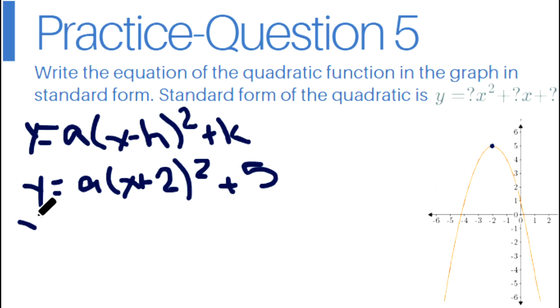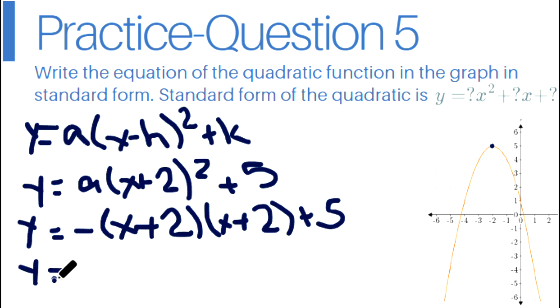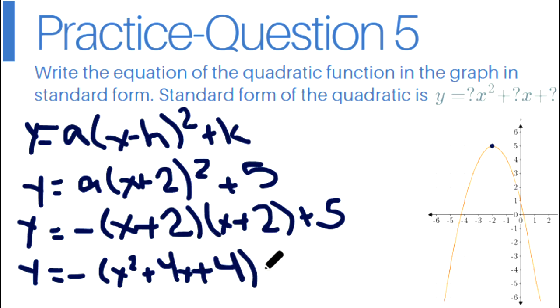Okay, it's starting to make sense to me now. We know that because it's downward facing, this a is negative. So we're going to have a negative here. We need to expand this, so it's x plus 2 times x plus 2 plus 5. Okay, now we have y is equal to, keep the negative, we have x squared because we have x times x, and then we have 2x and 2x, so plus 4x. And then we have 2 times 2, which is 4, plus 4, plus 5.